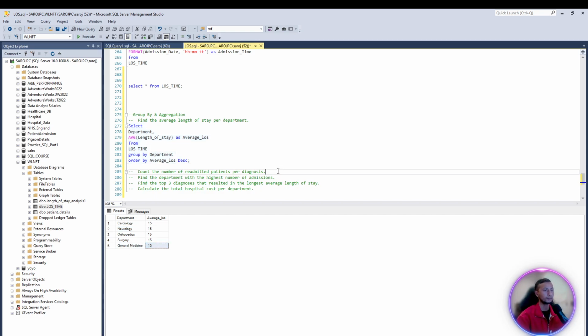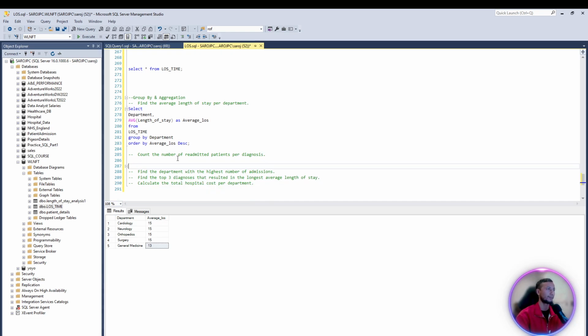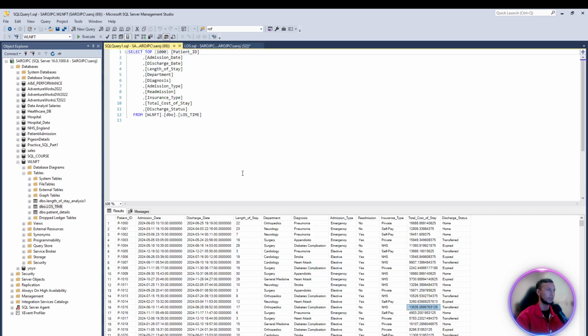Right. Now let's go for the next question: count the total number of readmitted patients for each diagnosis. So let's go with our data. We have to look at the patients that are admitted on the basis of diagnosis. That means it's clear we have to group on the basis of diagnosis.